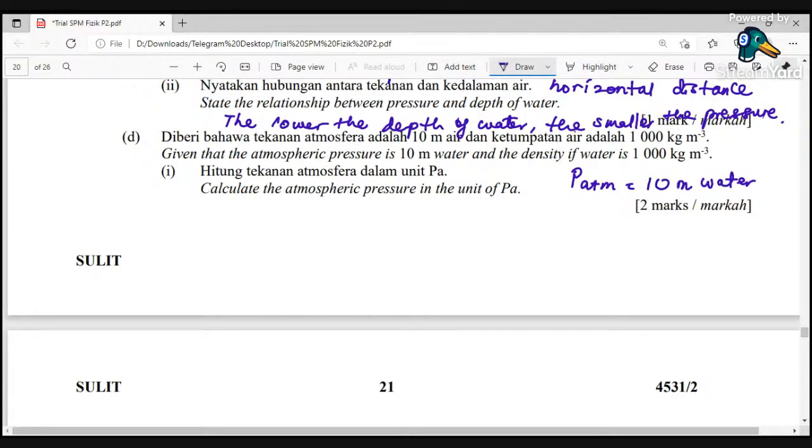Okay, formula P equals to h rho g. So based on this value 10 meter of water, the h, the depth, this is actually representing h. Density is density of water because here is water. And the value of g is 9.81. You can refer to the list of formula for value of g. Substitute h in meter, so 10. Density of water 1000. g equals to 9.81.